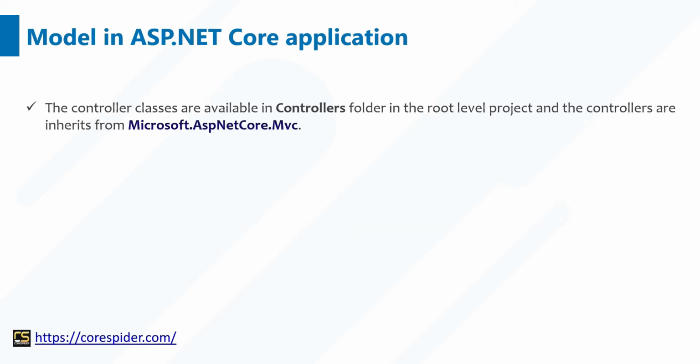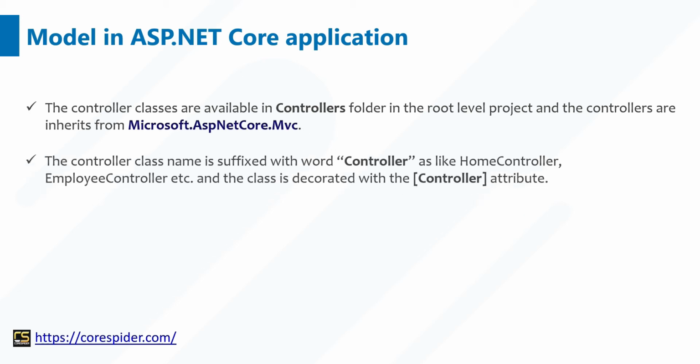The controller classes are available in the Controllers folder in the root level of the project, and the controllers inherit from the Microsoft.AspNetCore.Mvc namespace. The controller class name has the suffix Controller, like HomeController or EmployeeController, etc. And the class is decorated with the Controller attribute. So let's flip to Visual Studio and see how a controller works and how to create controllers.